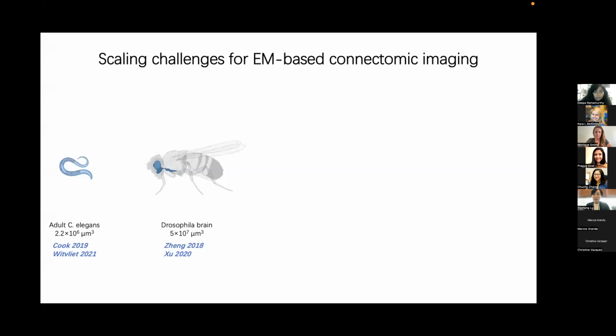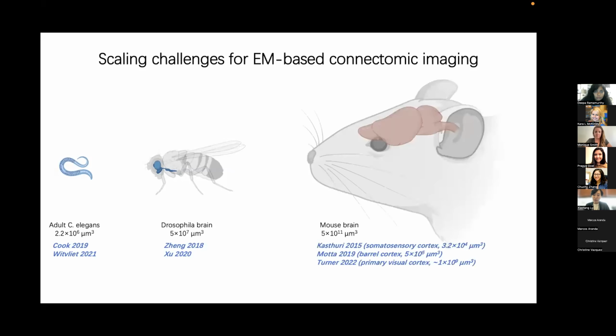This kind of mapping is now feasible in small animals like worms and fruit flies, but only very small portions of mammalian brains are now feasible for connectomic imaging. The largest connectome mapped from a mouse brain covers only 0.2% of its total volume. One of the problems is that staining brain tissues greater than 1 cubic millimeter is still technically challenging.